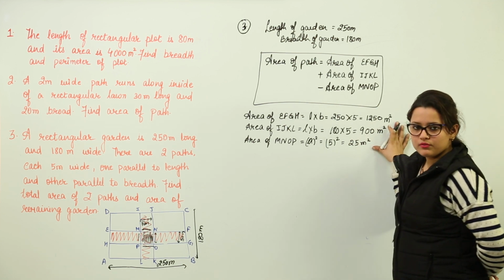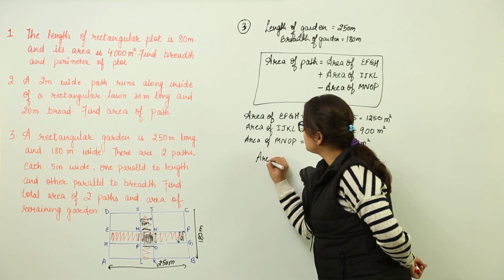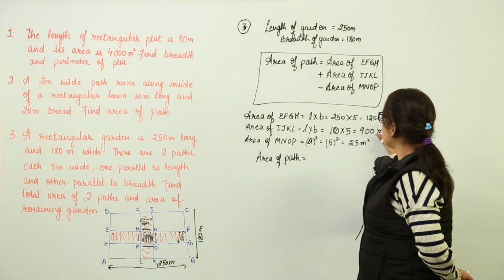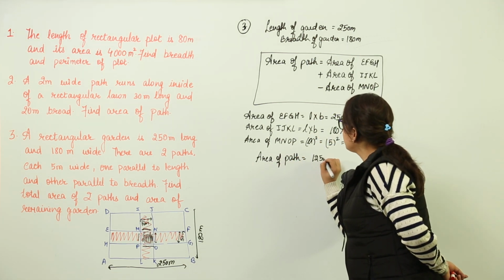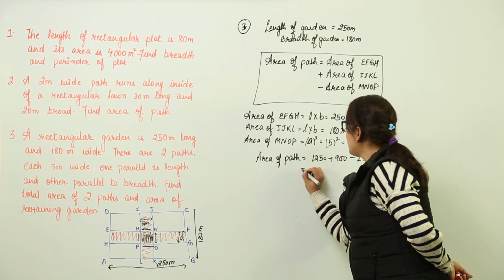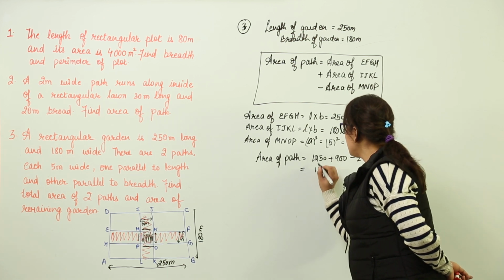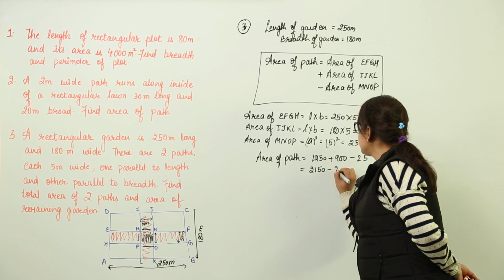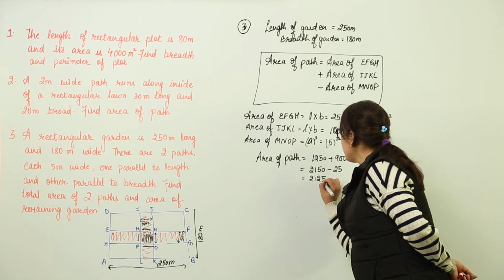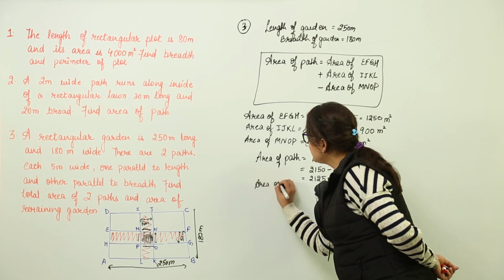Now all that is left to be done is put them into this formula. So we'll find out the area of path equal to the sum of these first, 1250 plus 900 minus 25. On adding these two, you get 2150, minus 25, giving us 2125 meter square. This was the area of path to be calculated.